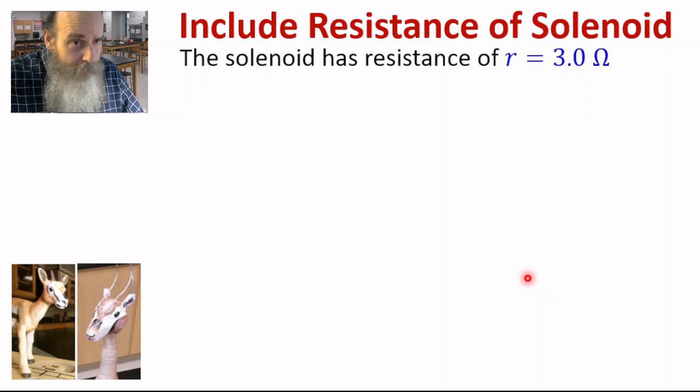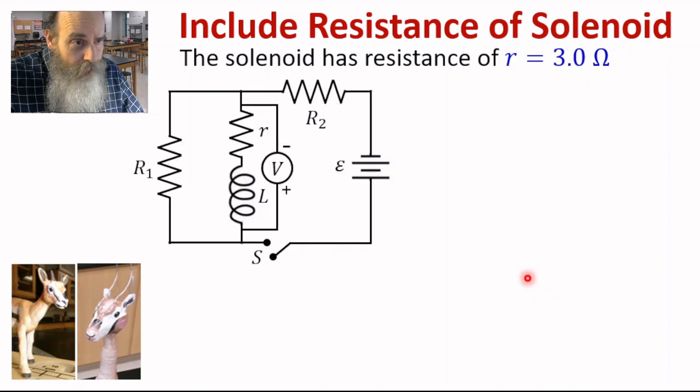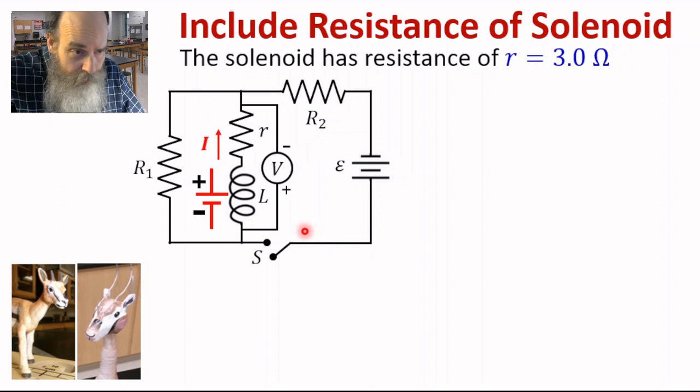Resistance small r equals 3.0 ohms. This is our new circuit diagram. So I've replaced that inductor with an inductor in series with a resistor small r. And we measure the voltage across that combination of inductor and resistor, from here to here. Current is flowing upwards through the inductor and through that resistor R, and the current is decreasing, so the inductor needs to act like an EMF with positive up here, negative down here.